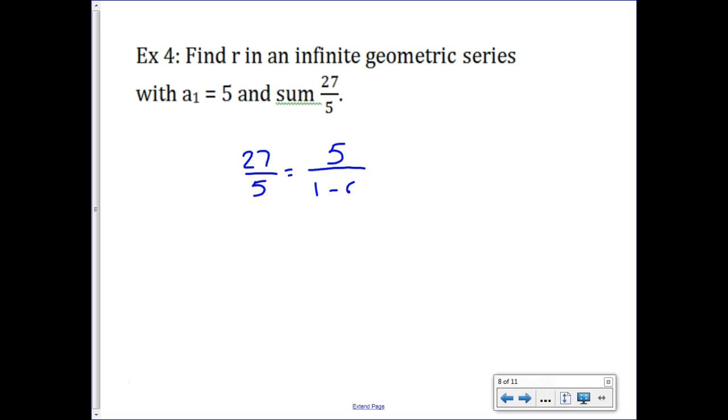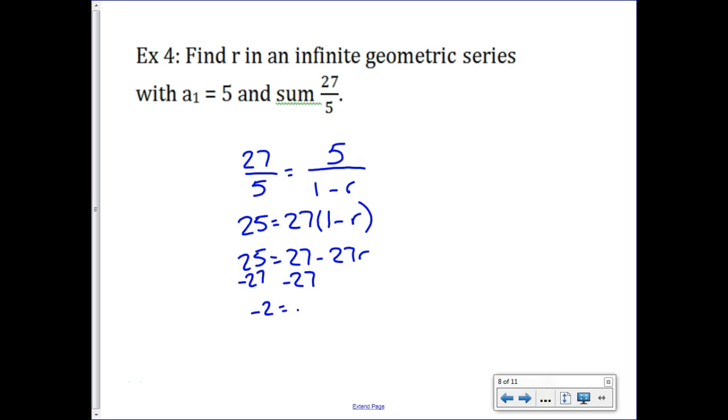We can cross multiply. So we get 25 is equal to 27 times 1 minus r. Then we get 25 equals 27 minus 27r if we distribute that out. Subtract 27. So negative 2 equals negative 27r. Divide by negative 27. So we get r is equal to 2 over 27. And that's all it asked you for.